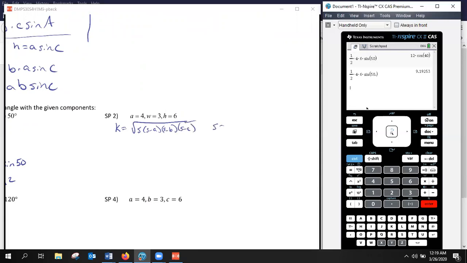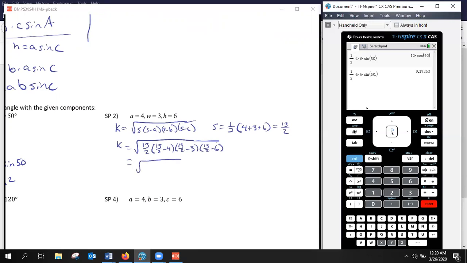Now, what does S represent for our problem here? This is 1/2 our perimeter, which is 4 plus 3 plus 6. 4 plus 3 is 7. 7 plus 6 is 13. Half of 13, I'm just going to go ahead and leave that as 13 halves. So our area of this triangle is going to be the square root of 13 halves times 13 halves minus 4 times 13 halves minus 3, and then times 13 halves minus 6.